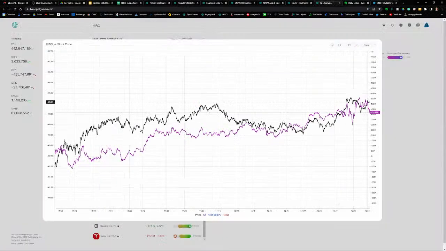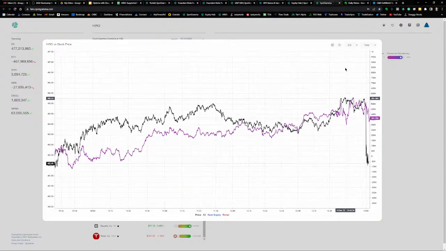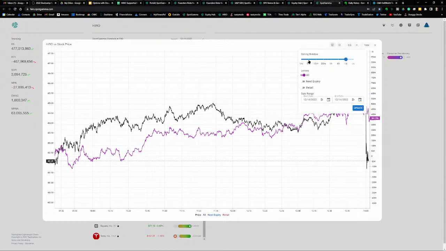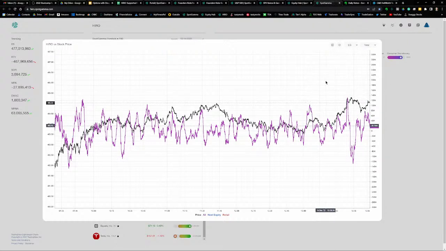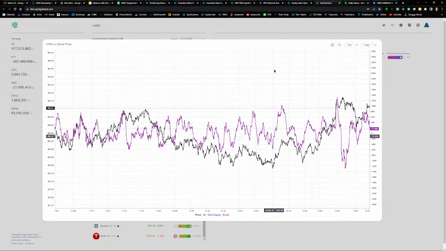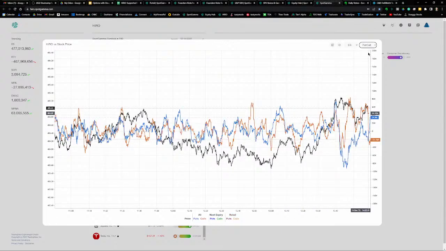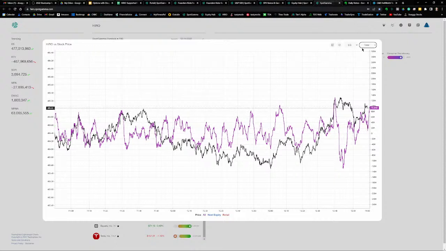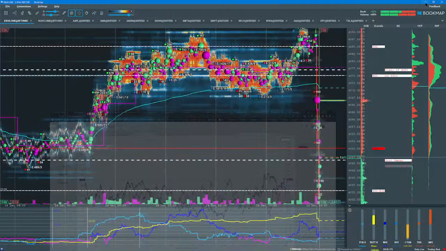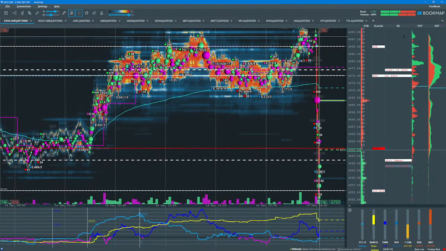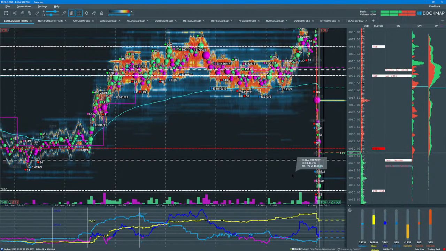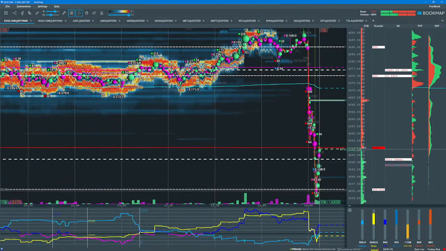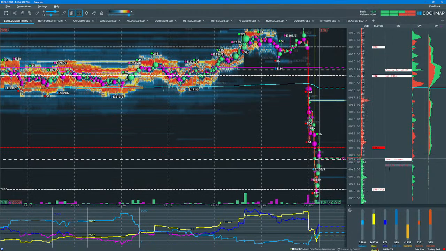Let's take a quick look at SpotGamma Hero here. What I'm going to do is switch the look back period. Let's switch it to 5 minutes so we can see better what traders are doing. That may be too noisy. Let's go back to Bookmap. And it looks like price dropped right down to the 400. This is a SPY 400 key gamma strike and reversed higher at that point.